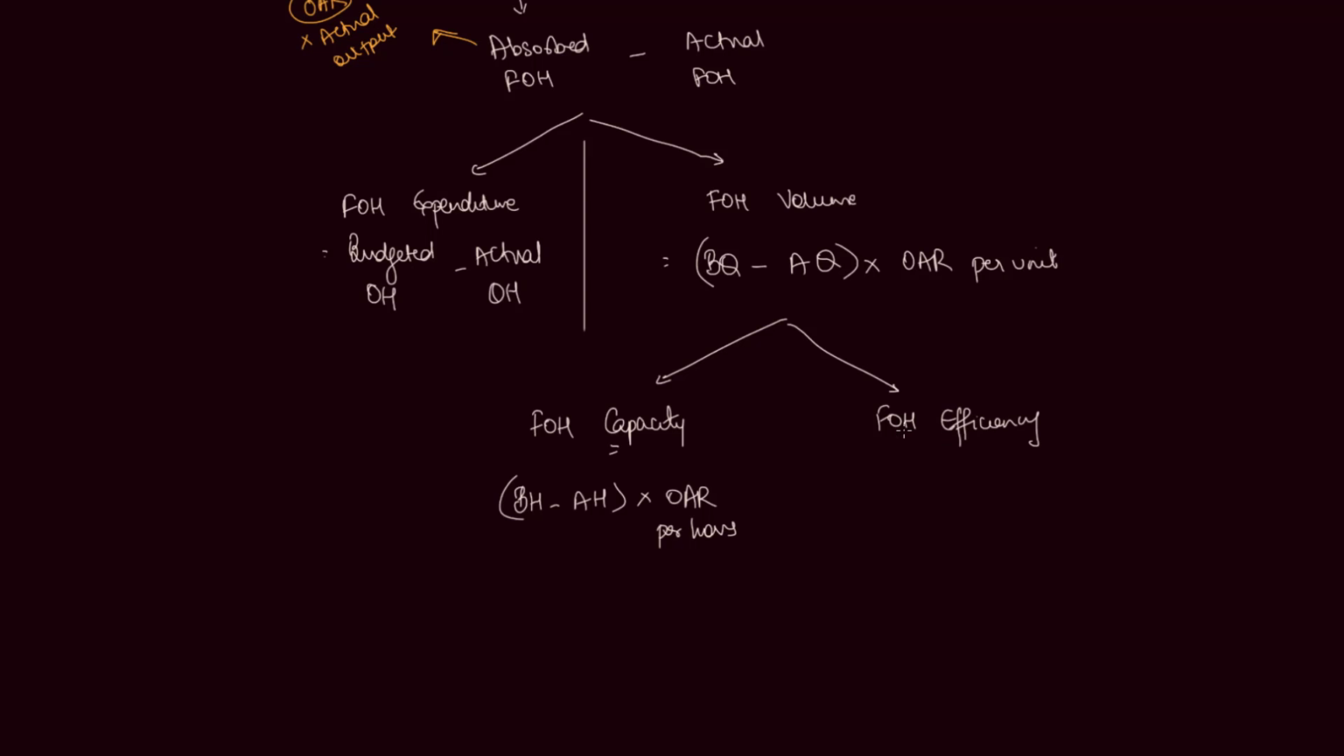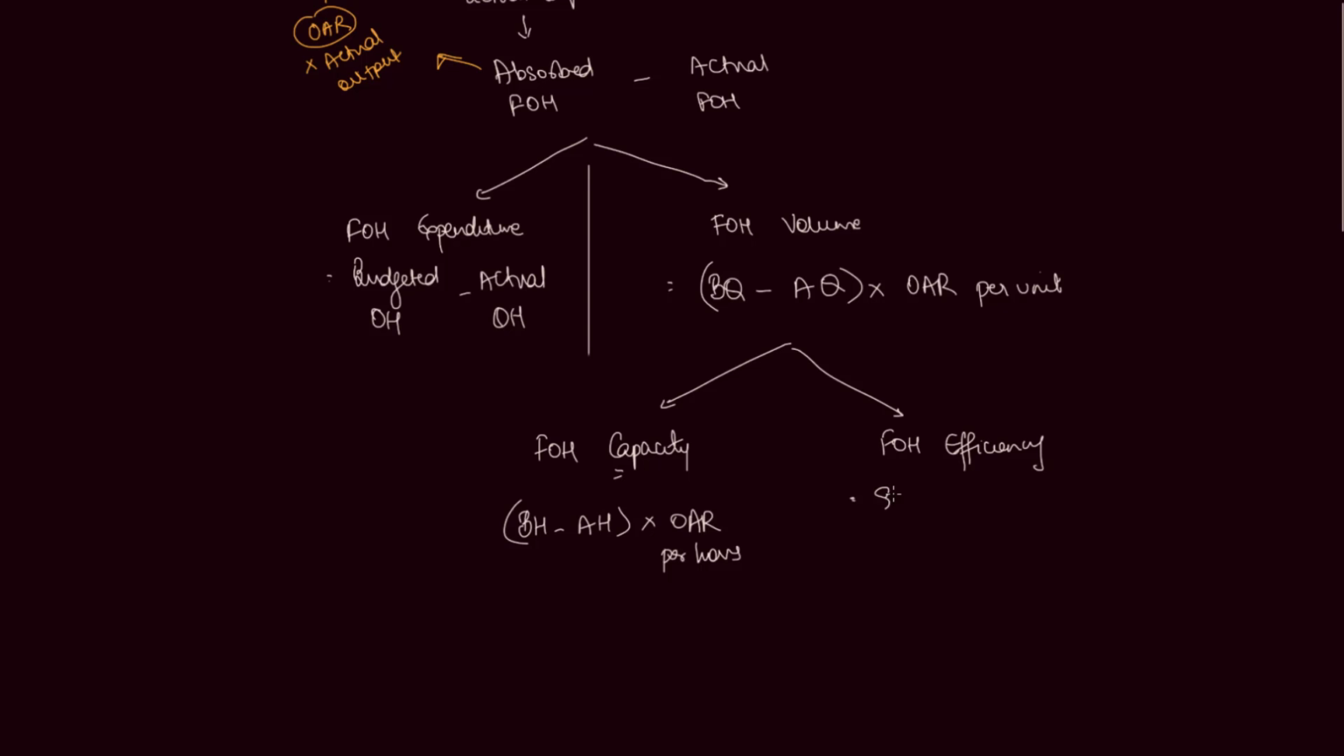Then fixed overhead efficiency variance is about the efficiency of the workers to produce the output in a certain time. This can be calculated exactly the way we did it in variable overhead efficiency variance. We will compare the standard hours required for actual output, which is nothing but, based on management's estimates, how much time should have been taken for the actual output produced. This will be compared to the actual hours taken by the workers.